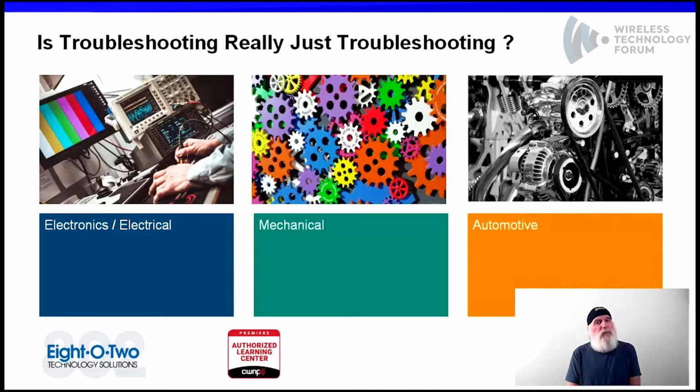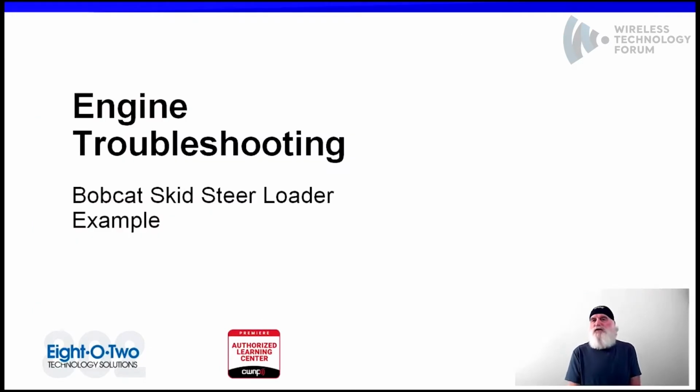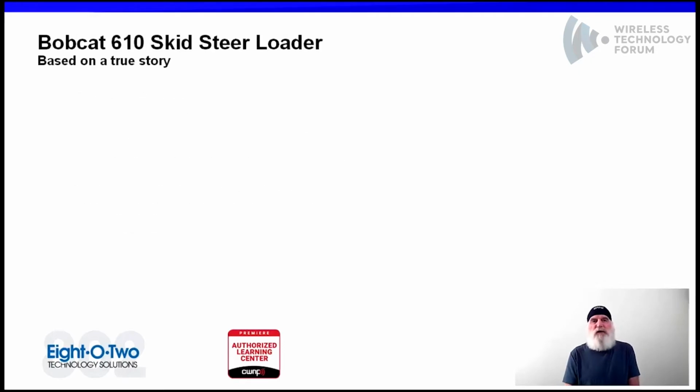And then, of course, automotive troubleshooting, which is always a challenge, at least in today's times, as that technology has changed significantly. Let's start with engine troubleshooting. What used to be one of my favorites many years ago, and still is to some extent. And I'm going to show you an example with a Bobcat skid steer loader for engine troubleshooting.